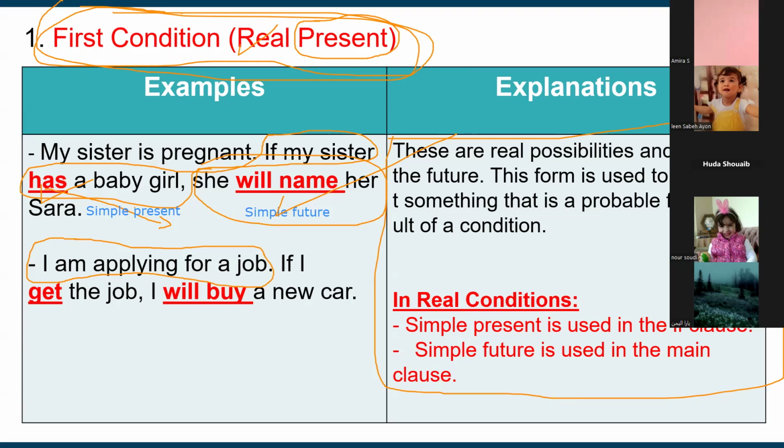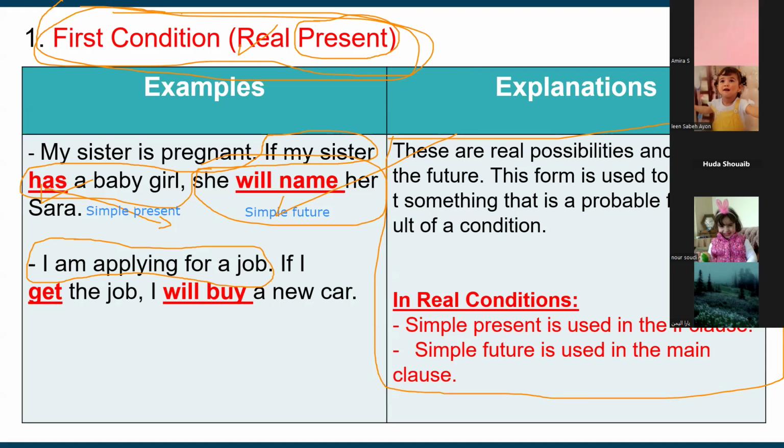These are possibilities and plans for the future. This form is used to talk about something that is probable, a future result of a probable condition. So I am talking about something probable. In these two examples, I am talking about something real now, right? Yes. And it will have future results. Right, Yara?